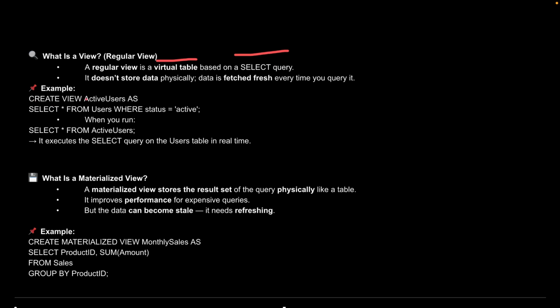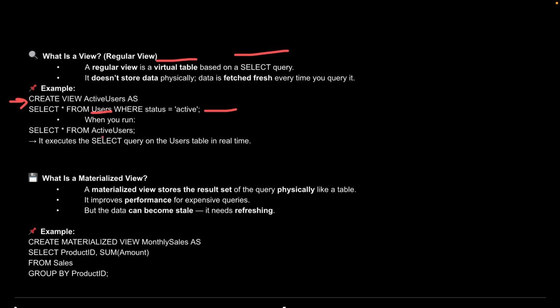So: create view active_users as. Right now we are creating a view, and this is the main select query: select star from users where status is active. Users is an actual table, and you are querying that users table. So what you did, you filtered all the active records from the users table, and now you are creating a view on top of this.